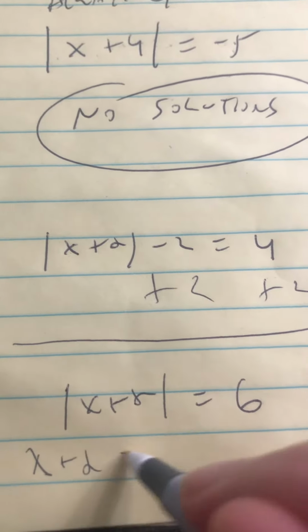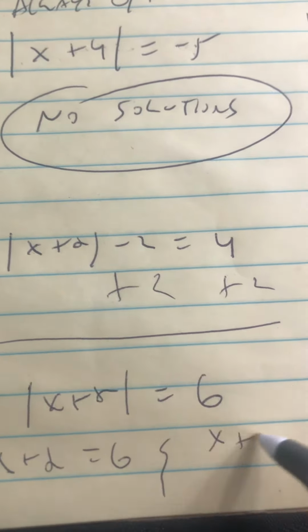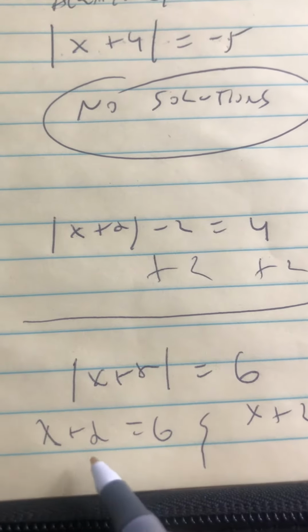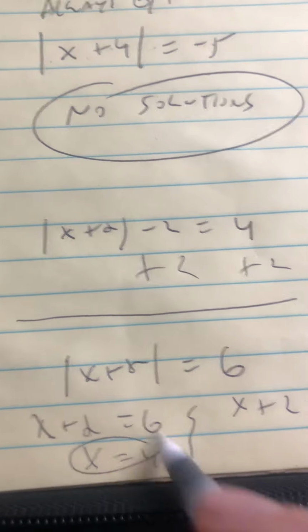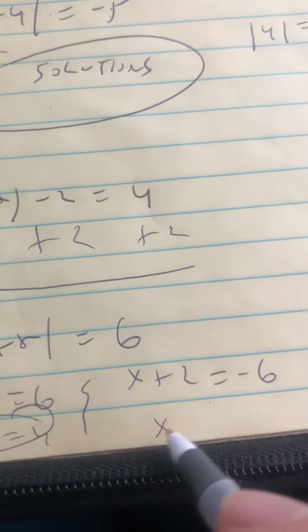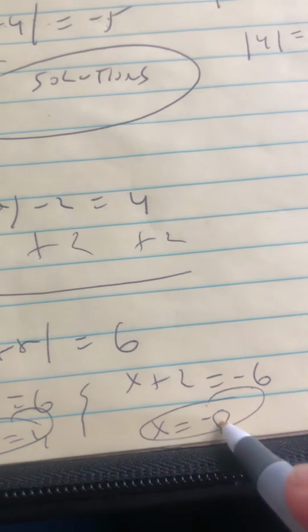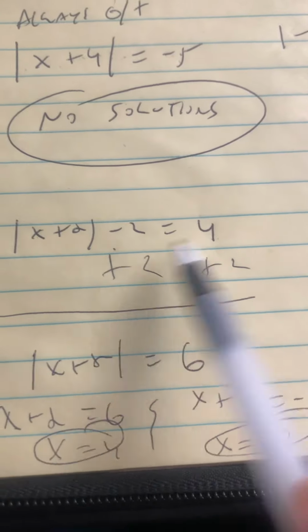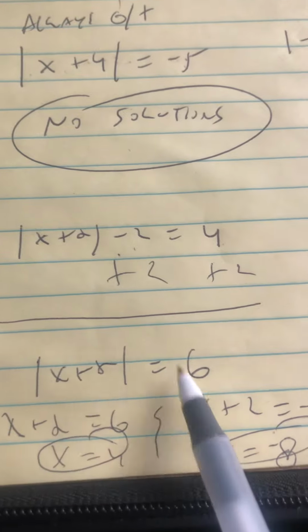So we have x plus 2 equals 6, x plus 2 equals negative 6. So you get minus 2 minus 2, x equals 4. And then minus 2 minus 2, x equals negative 8 for that. Okay? So make sure to get the bars by itself first and then set up your two equations.